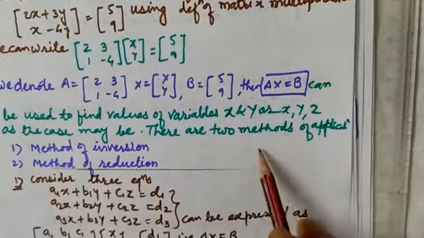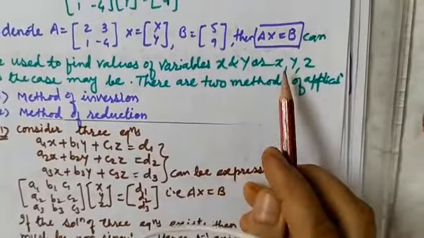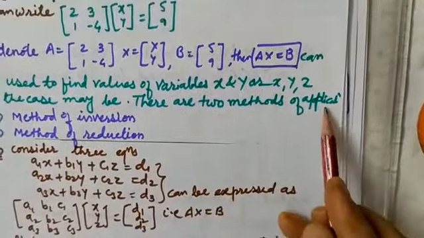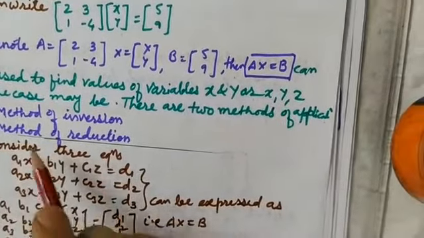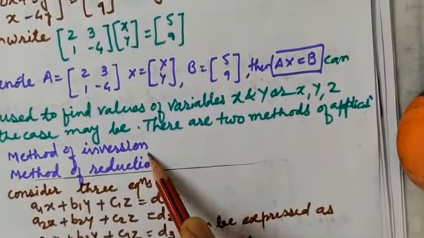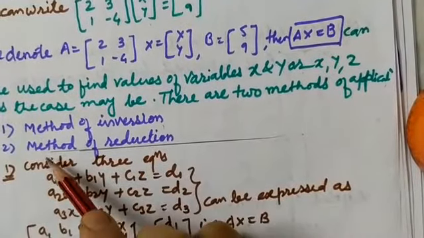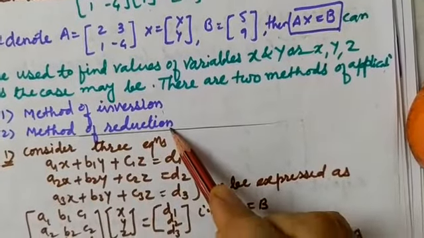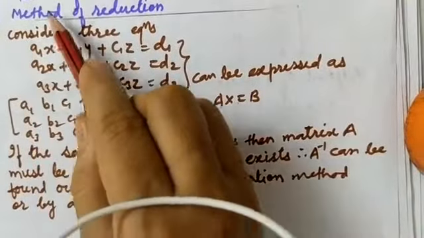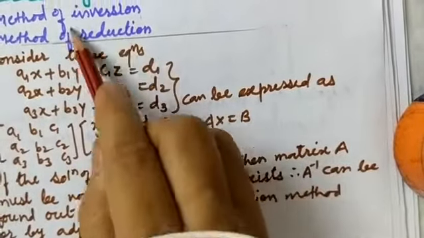By this we can find the values of x, y and z as the case may be. There are two methods of application. One is the method of inversion, that is, first finding the inverse of a matrix and then finding the values of variables x, y and z. The second method is the method of reduction. We will go one by one. First we will see the method of inversion.